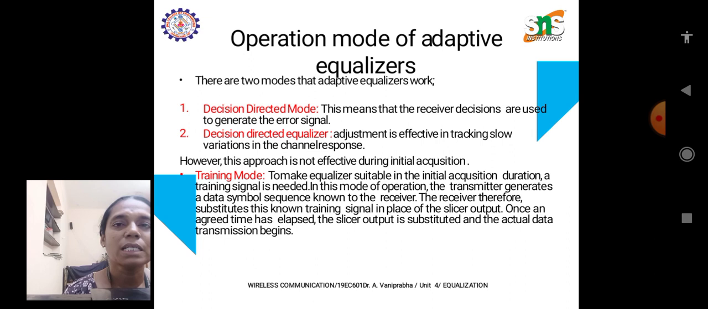Another mode is the training mode, to make the equalizer suitable for the initial acquisition duration. A training signal is needed. In this mode of operation, the transmitter generates a data symbol sequence known to the receiver. The receiver therefore substitutes this known data sequence in place of the slicer output. Once an agreed time has elapsed, the slicer output is substituted and the actual data transmission begins. The two operating modes of the equalizer are training mode and tracking mode.